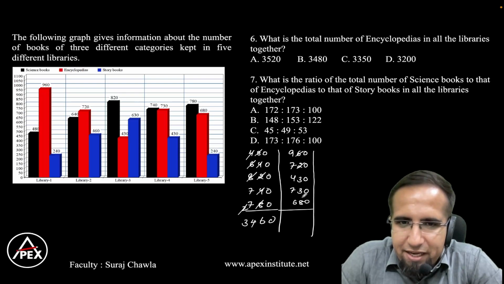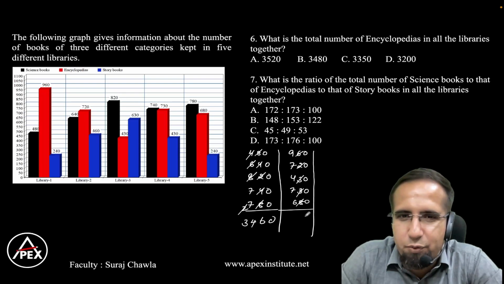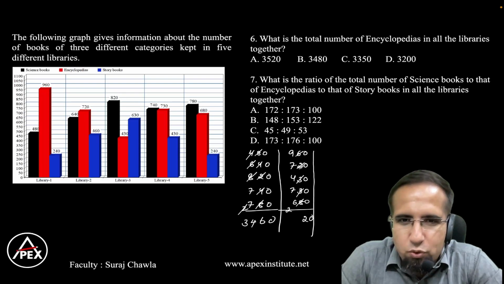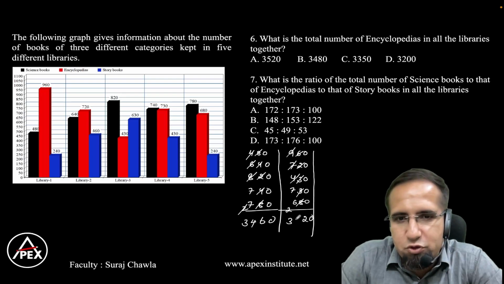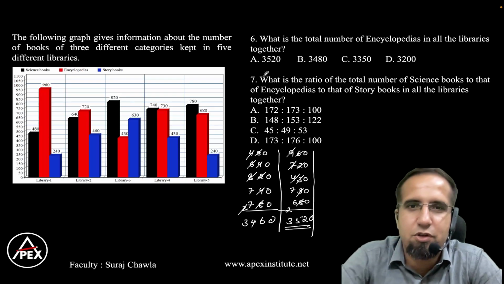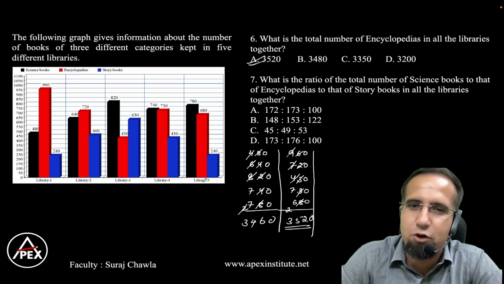6 plus 2 is 8. 8 plus 8 is 16. 16 plus 6 is 22. 2 I carry 2. 9 plus 7 is 16. 16 plus 4 is 20. 20 plus 13 is 33. 33 plus 2 is 35. So we got the first answer. 3520 are the total number of encyclopedias.